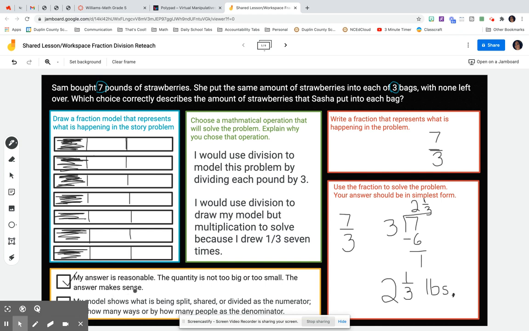And my model shows what is being split, shared, or divided as the numerator, and how many ways or by how many people as the denominator. And we used this to determine that was true. Now, you got here to the answer. Where we got stuck is choosing the answer that best represented the size of your fraction. So to do that, we're going to have to compare some fractions. So I'm going to pause this video to get to the next screen to show how we're going to do that.